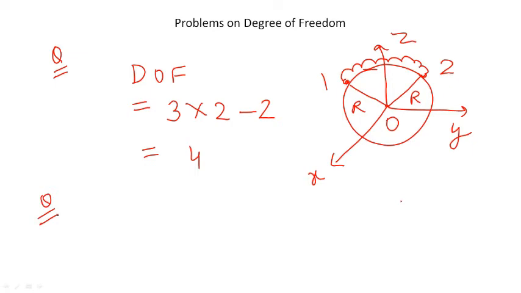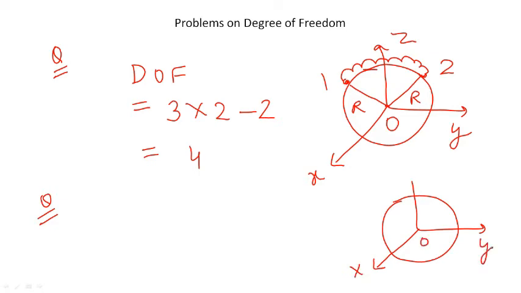Let us consider two particles moving on a spherical surface, but this time they are joined by a light rigid rod. This is, say, the x-axis, and this is the origin of this sphere. This is your y-axis, and this is your z-axis. This is point 1, and this is point 2, and points 1 and 2 are joined by a light rigid rod. The distance between particle 1 and particle 2 is always going to be constant.